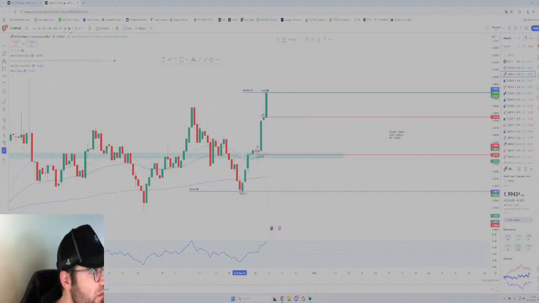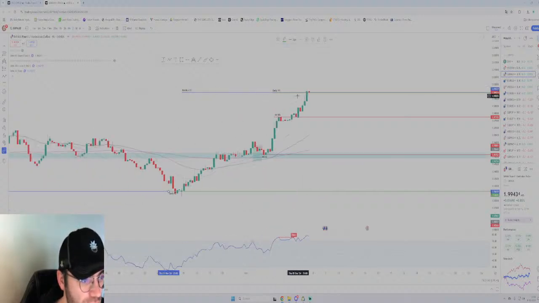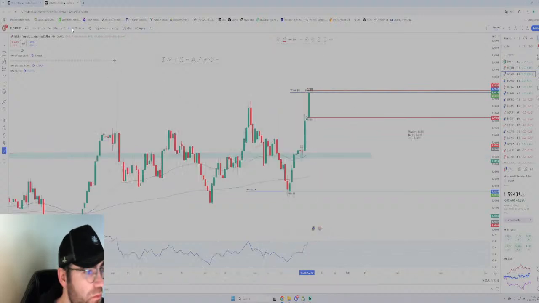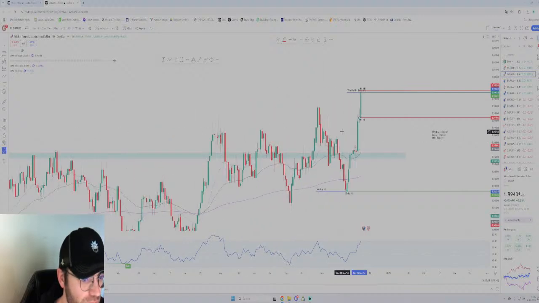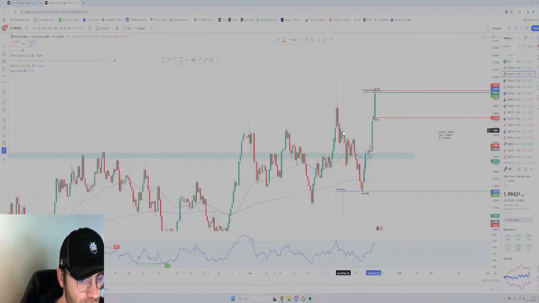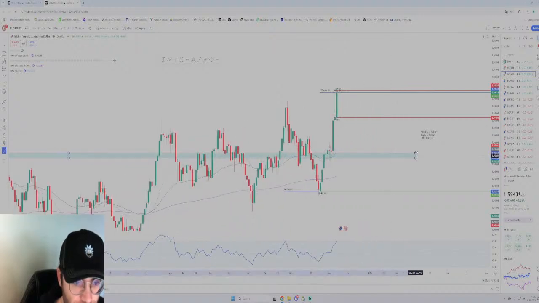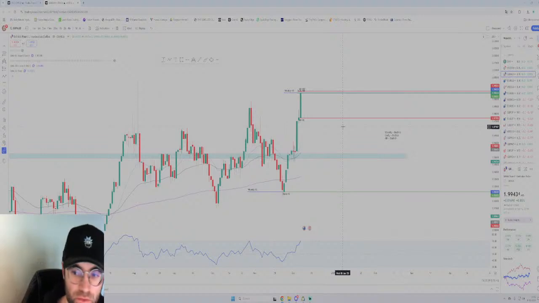Alright. So in the 4 hour, it's got a new higher high as well. And then this would be the new higher low. So what do we want out of this pair? It is super bullish right now. Strong buy on the indicator as well.